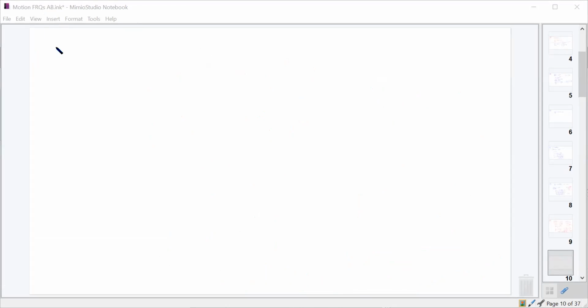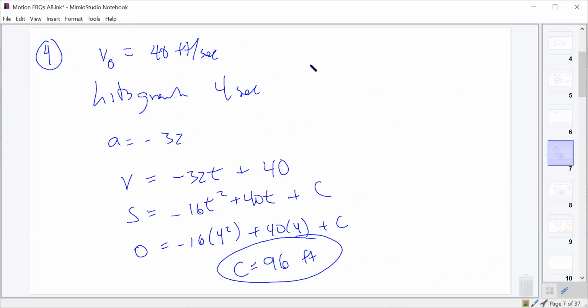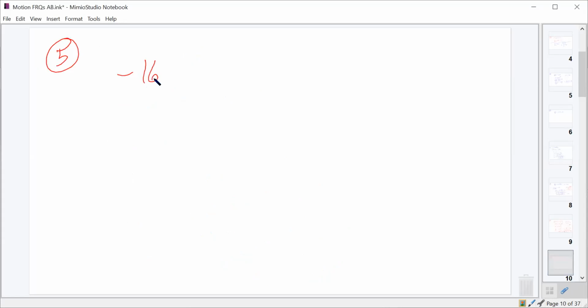All right, number 5 was sort of an addition to number 4. It says the maximum height that is reached by the stone in question 4. So when we were doing question 4 a bit ago, we ended up with the height of this thing was equal to negative 16t squared plus 40t plus 96. We want to know what is the maximum height.